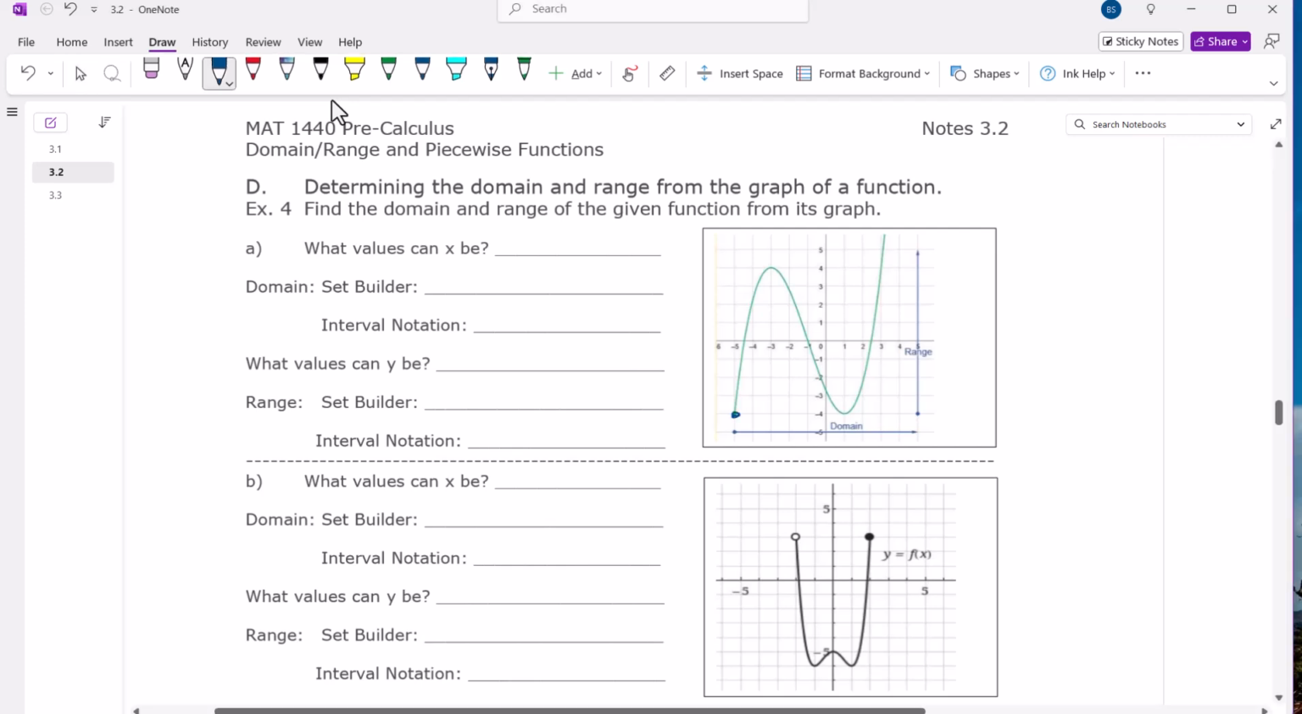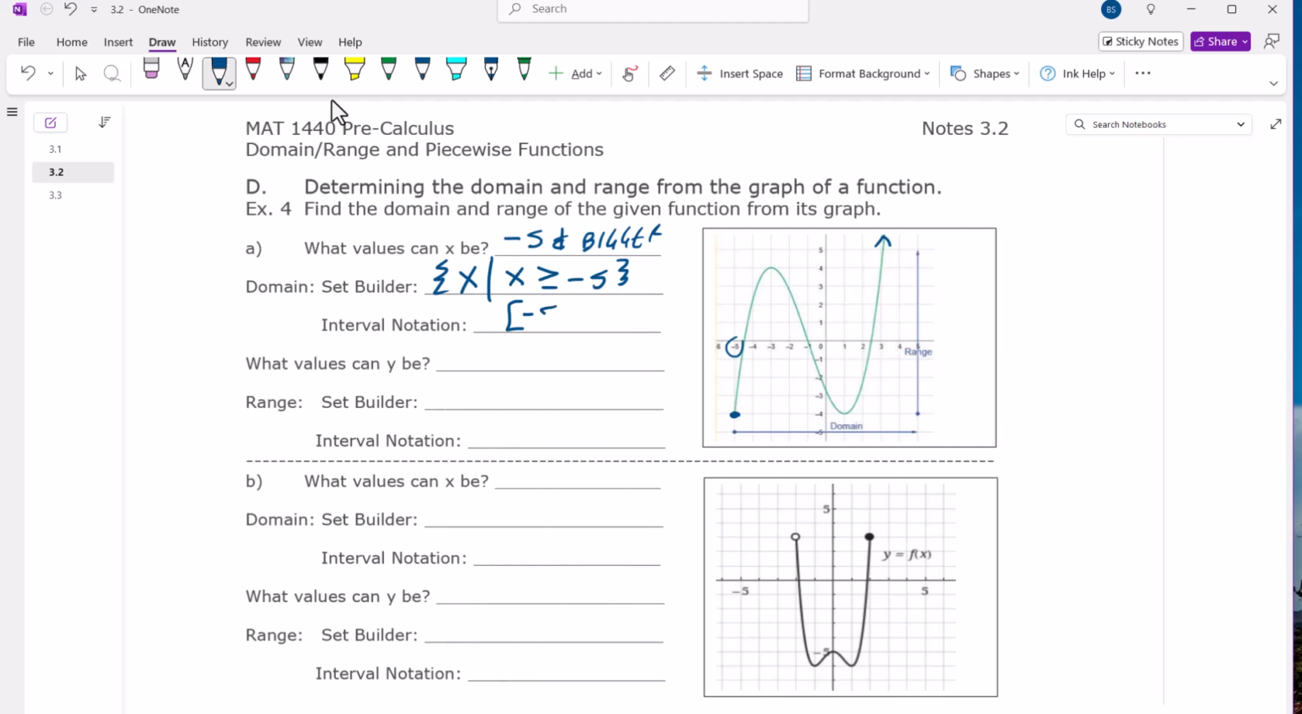And since this has a solid dot, that means that graph ends there. If there's not a dot, assume that it goes on forever. So x looks like it can start at -5 and then just go on forever. So it looks like -5 and bigger is what your x values can be. So domain can be written set of x such that x is greater than or equal to -5. It does include -5 because there's a solid dot there. And then your interval notation would be written like that.